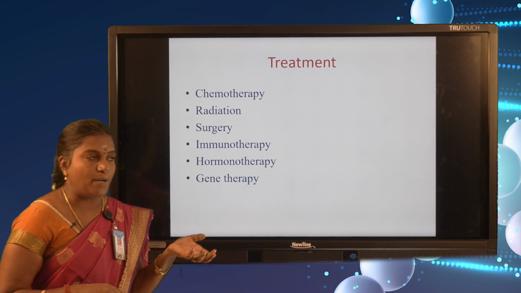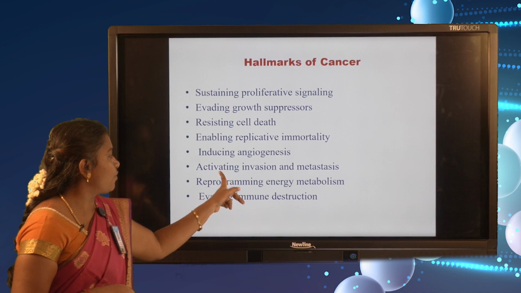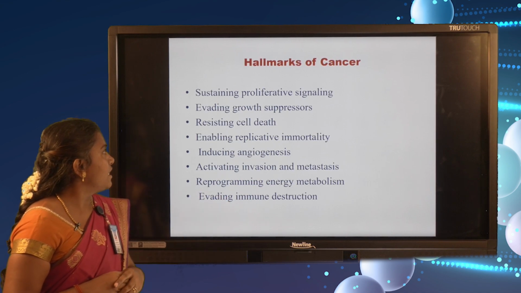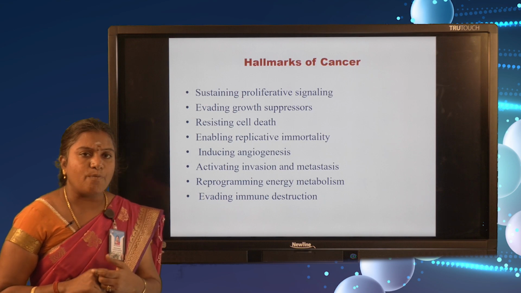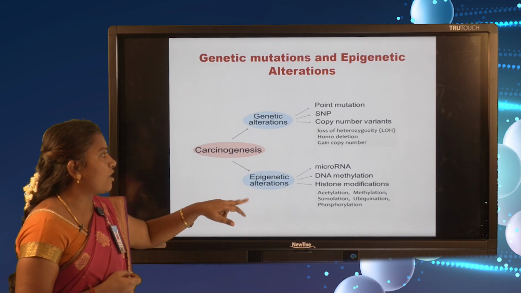And then another therapy will also be given. What are these therapies? Immunotherapy, hormone therapy and gene therapy. Next are the hallmarks of cancer, such as sustaining and evading. There are 7 parameters involved in cancer development that are the hallmarks of cancer.